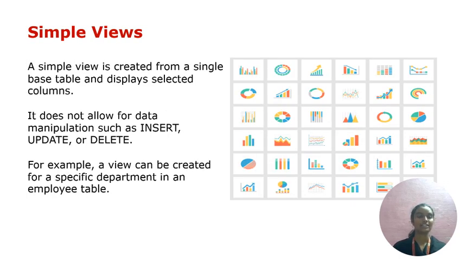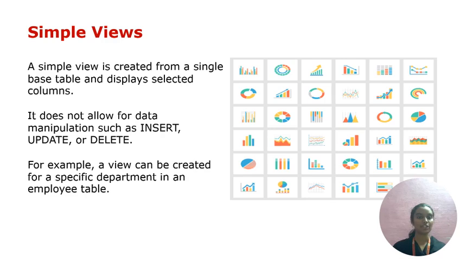The first one, the simple views. A simple view is created from a single base table and displays the selected columns. It does not allow for data manipulation such as insert, update or delete. For example, a view can be created for a specific department in an employee table.